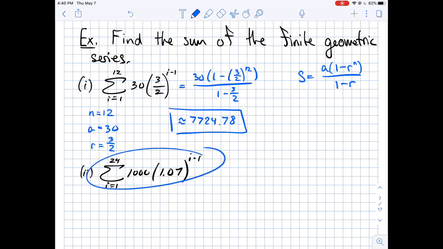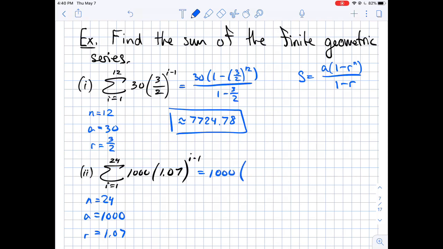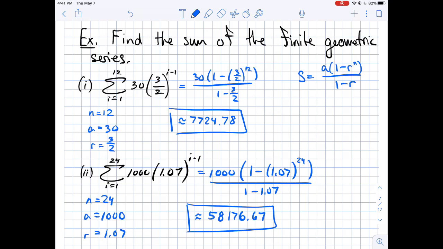Okay, so now let's do the same thing in the second one. In this case, we're adding up 24 terms, so n is 24. We have a is 1,000, and our common ratio is 1.07. We plug everything in again. We have 1,000 as a, multiplied by 1 minus 1.07 to the power of n, which is 24, and I divide all of that by 1 minus 1.07. Plug that in, and we end up with 58,176.67. Again, it does not take very long to add up these geometric series as long as you know the pattern, as long as you know the way that they're going to work out, and that pattern is given right here by that summation formula.